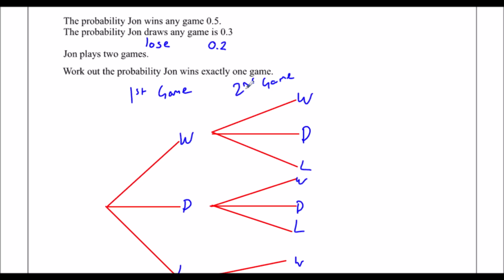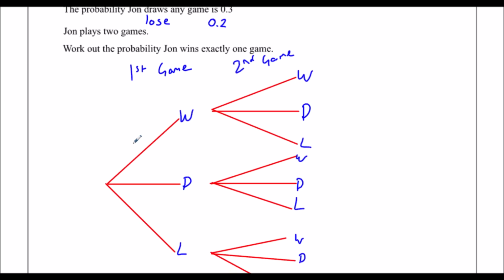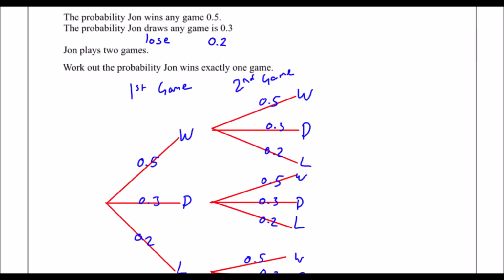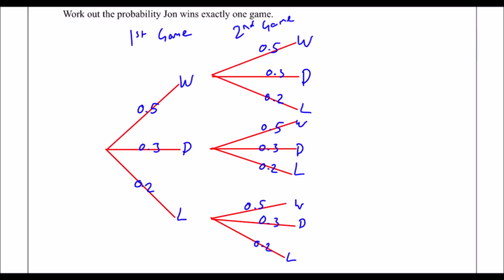So the probability he wins any game is 0.5. So the probability of winning the first game is 0.5. And no matter what happens in the first game, if he wins, draws, or loses, the probability of winning the second game will also be 0.5. The probability he draws any of the games is 0.3. And the probability that he loses any of the games is 0.2. So this is everything that can happen. We can win, win, win, draw, win, lose, draw, win, draw, draw, draw, lose, lose, win, lose, draw, or lose, lose. And we want the probability he wins exactly one game.